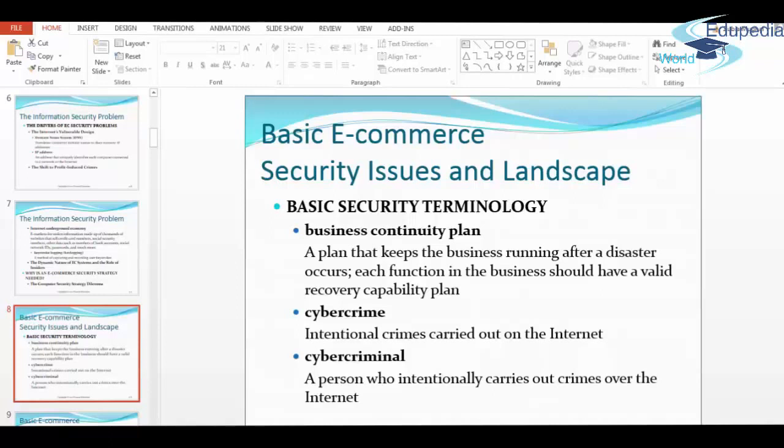Cybercrime is intentional crimes carried out on the internet. Okay, we've heard about that, we know what that is. A cyber criminal is a person who intentionally carries out crimes over the internet.